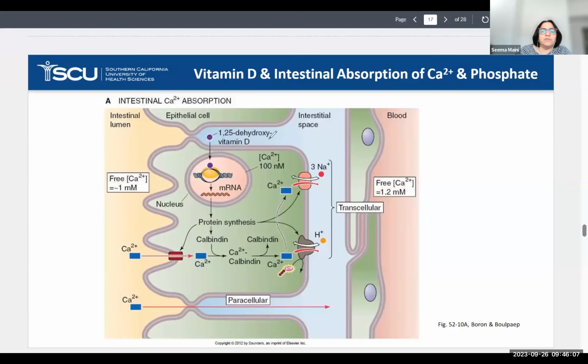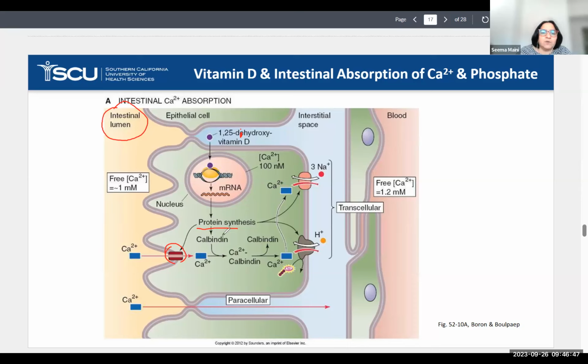Okay, 1,25-dihydroxy vitamin D. It binds with its receptor, and the receptor-hormone complex moves to the nucleus, and inside the nucleus it causes formation of new mRNAs, and there is appearance of new proteins. These new proteins are calcium transporters, which are incorporated on the luminal side of the intestines. Here we are looking at an intestinal cell. This is the intestinal lumen. Okay, there is an increase in the number of calcium transporters on the luminal side.